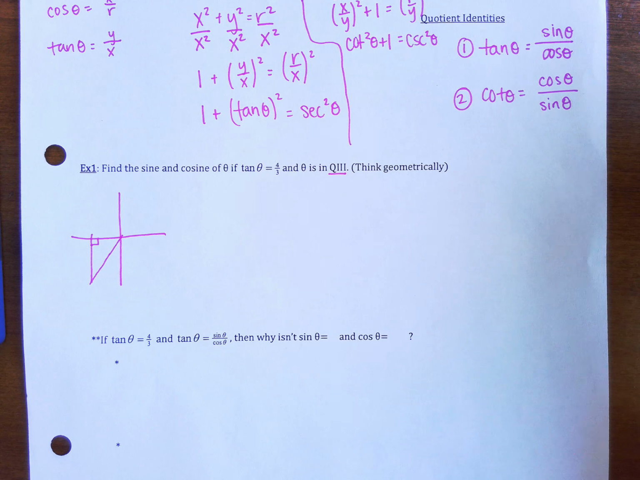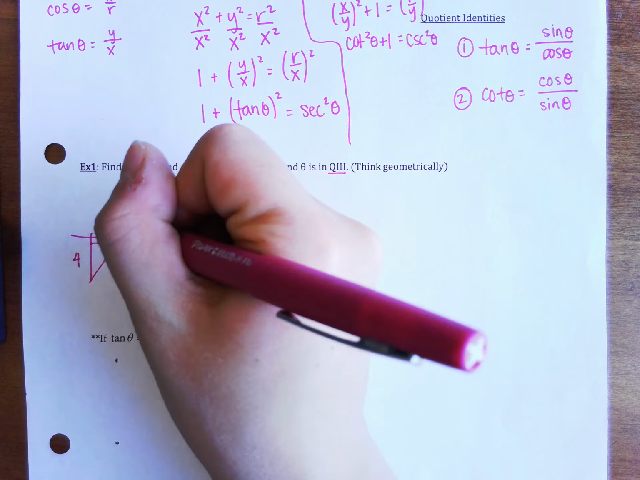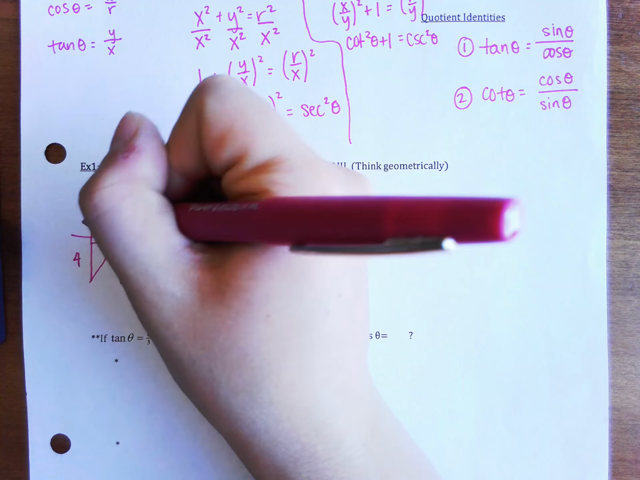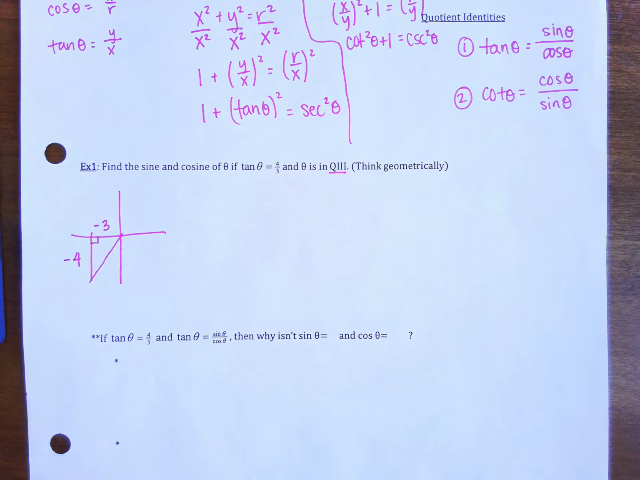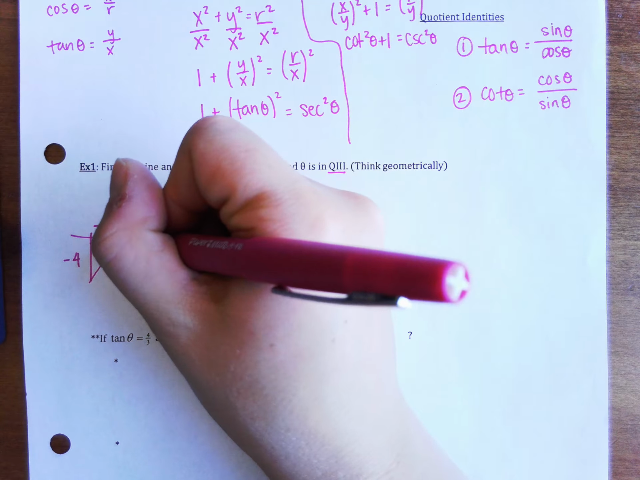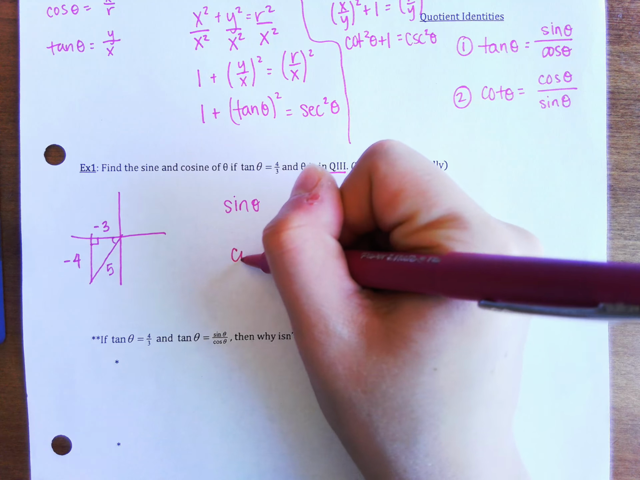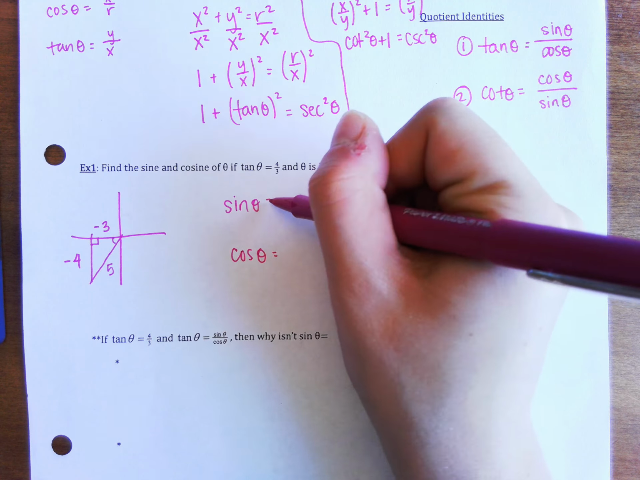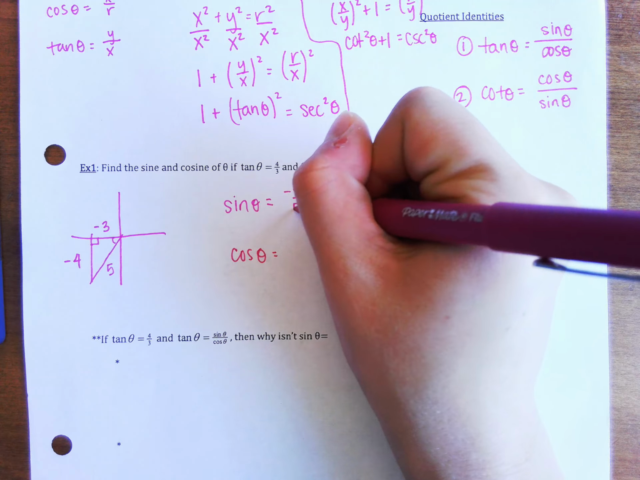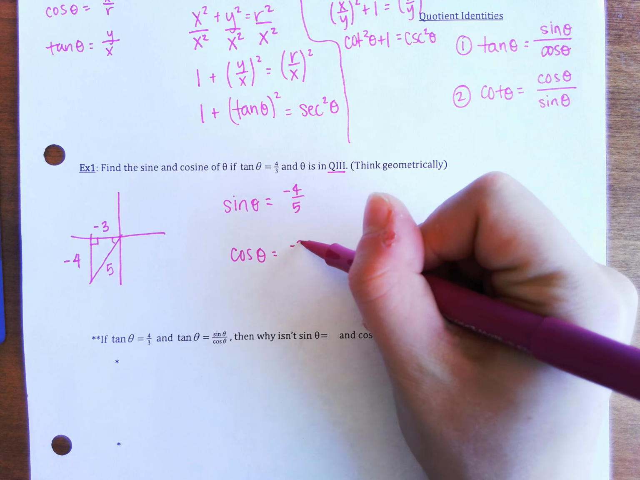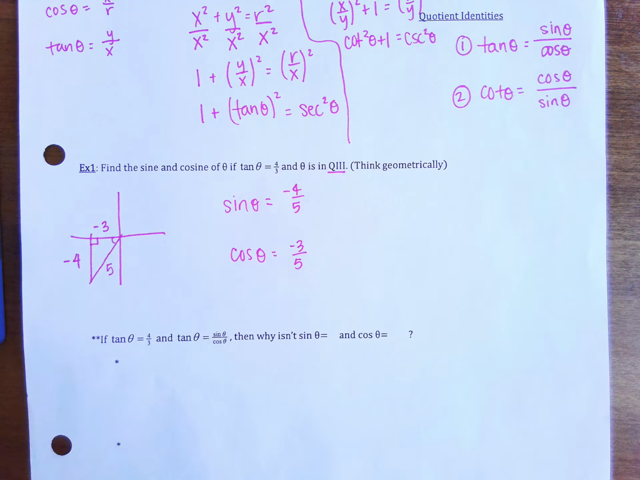So if the tangent is 4 over 3, that's opposite over adjacent, and again, these are in quadrant 3, so we'll make sure to put negatives on there. And this is a 3, 4, 5 triangle. Our r value is going to be positive no matter what. And here's our theta. So this one's nice and simple. Our sine of theta is going to be negative 4 over 5, and our cosine of theta is going to be negative 3 over 5.